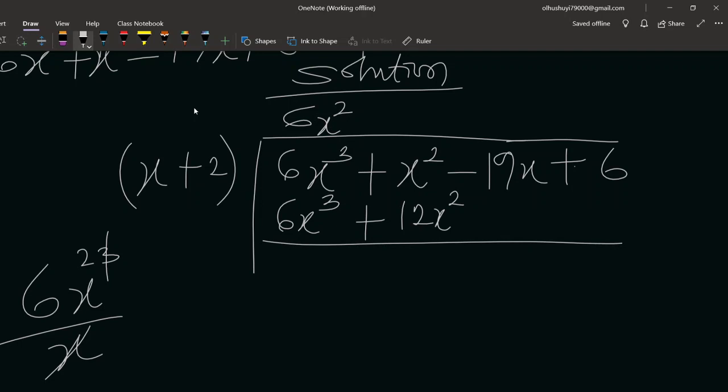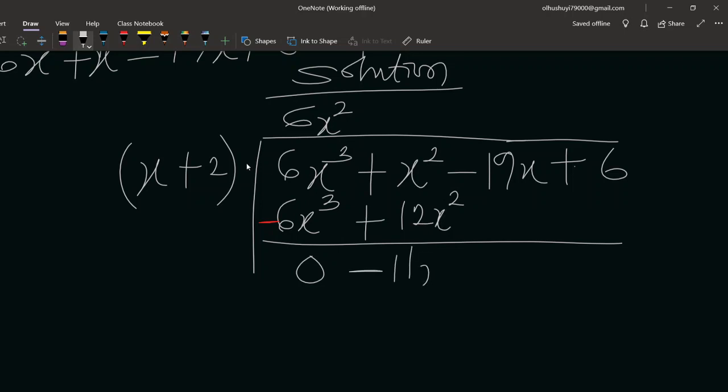So what do you do now? You subtract, right? That's the next thing. So by subtracting, this minus this, you have 0. x squared minus 12x squared, you're going to be having minus 11x squared. Isn't it? So you bring down this minus 19x.